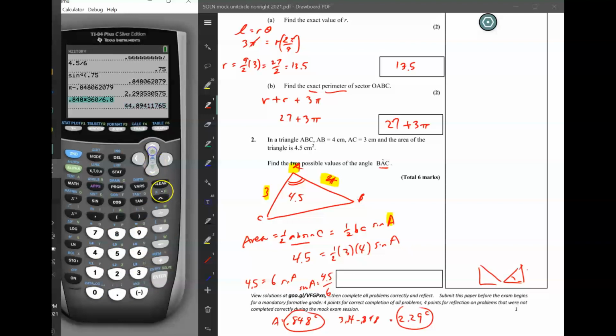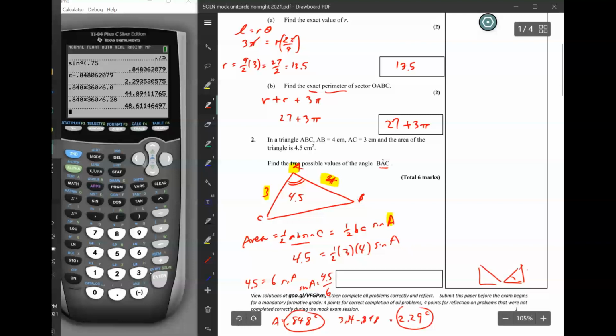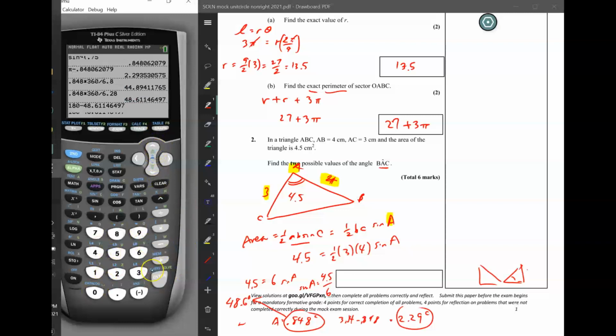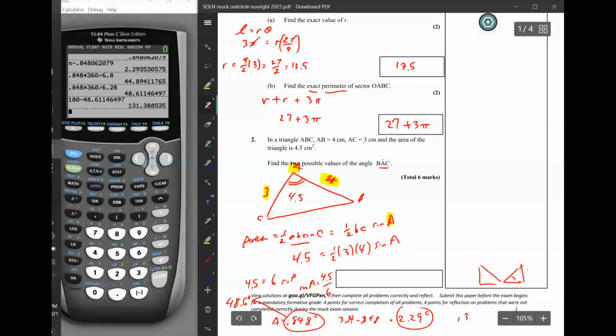2 pi, which is 6.28, not 6.8. That gives 48.6 degrees. So that would be the degree version of 0.848. And then to find the supplementary angle, which would also have the same sine value, it would be 131.4, something like that. Okay, so those would be the degree versions of your answers. All right, let's go to the next page.